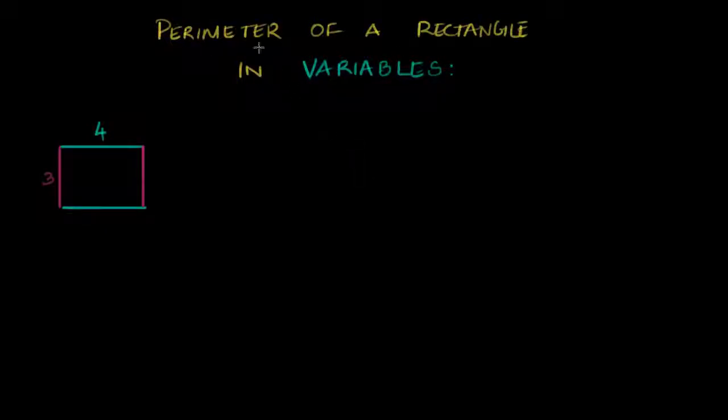Let's talk about the perimeter of a rectangle. That's something you've already done before, but this time we're going to talk about it in variables. So can you write the perimeter of a rectangle in variables? Now what does it mean to write something in variables?